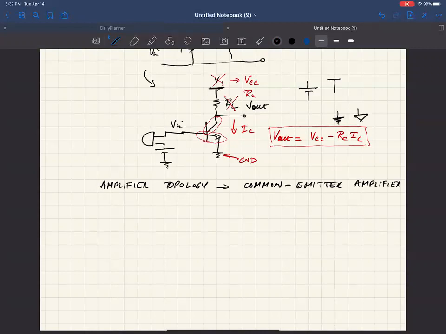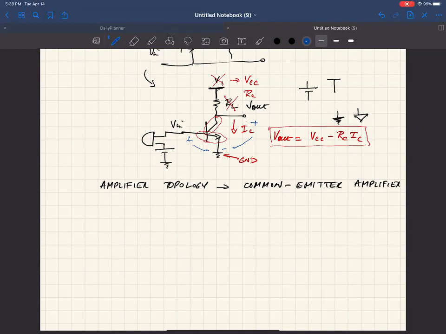And so the reason it's called the common emitter is because the input refers to the emitter, and also the output refers to the emitter. I don't know if we're going to get to it or not, but because you have these three ports in a bipolar transistor, the collector, base, and emitter, you can also have different permutations of amplifiers.